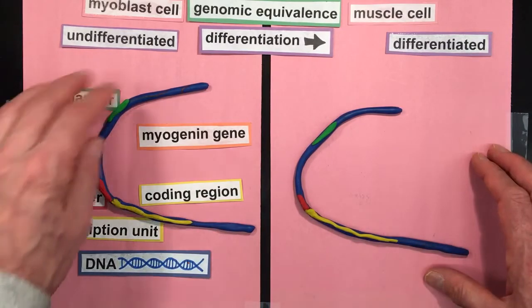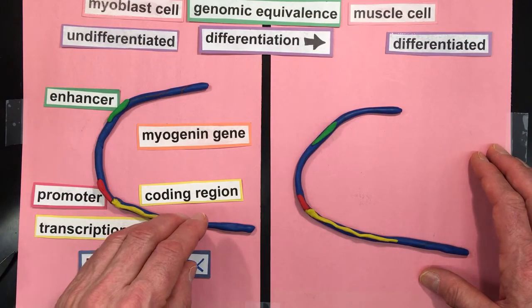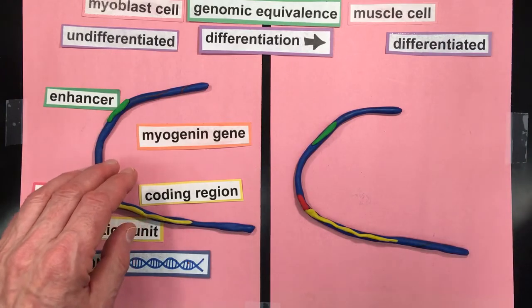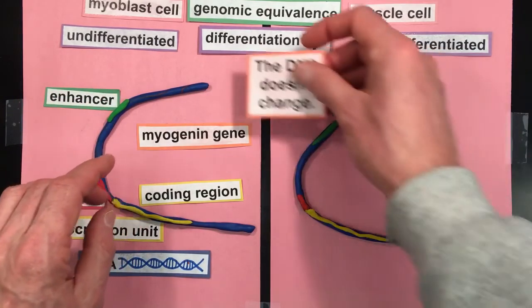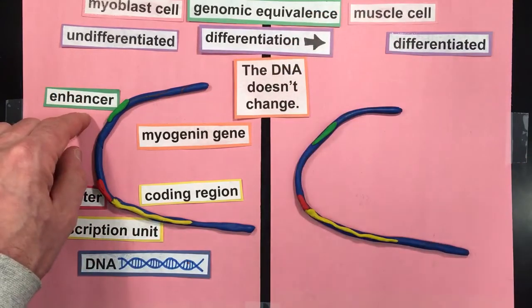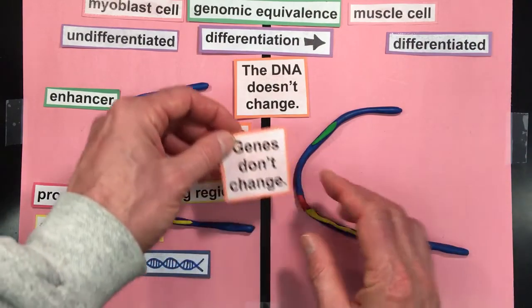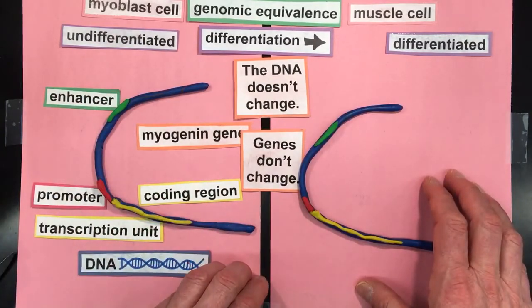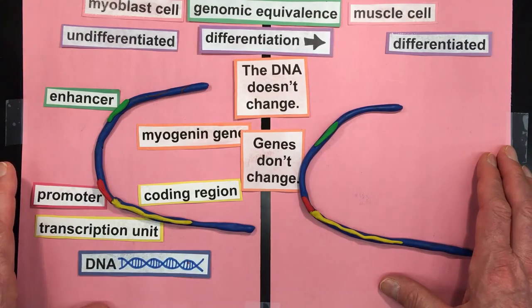I put these in because these are all terms for the DNA sequence, and the DNA doesn't change, so that these also don't change. So, for example, during cell differentiation, the enhancer doesn't change, the promoter doesn't change, and so forth. The genes don't change with the important exception of DNA methylation, and the DNA sequence stays the same. We'll find out in the second video what does change during cell differentiation.